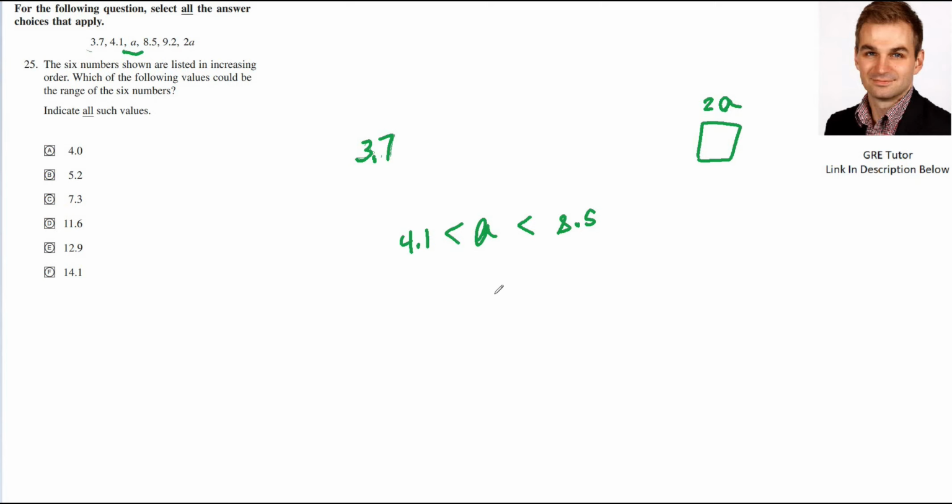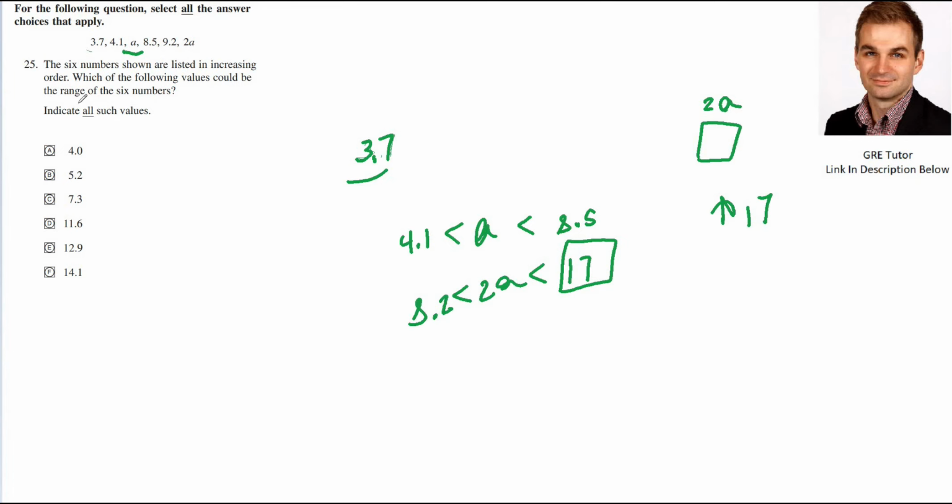Well, you multiply a by 2 here, and that gives you 8.5 times 2, which is 17, and 4.1 times 2, which is 8.2. Alright, so 2a has to be less than 17 and has to be greater than 8.2. So 17 looks like it's going to be our largest one. So the largest that 2a could possibly be is 17. And the smallest that 2a could possibly be is 3.7. So we're looking at something from 17 to 3.7.